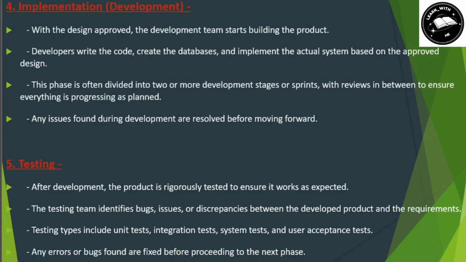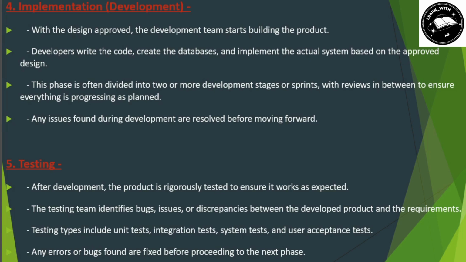Fourth phase is implementation. With the design approved, the development team starts building the product. Developers write the code, create the database, and implement the actual system based on the approved design. This phase is often divided into 2 or more development stages or sprints, with reviews in between to ensure everything is progressing as planned. Any issues found during development are resolved before moving forward.